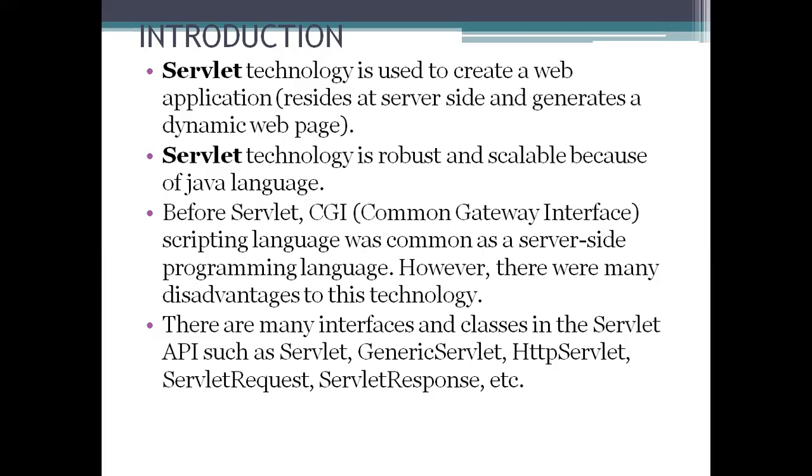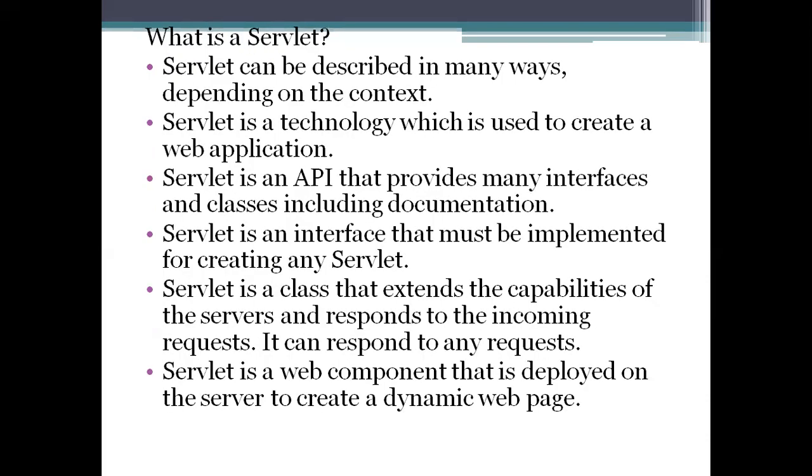Robust means strong. Before servlets, we had a concept known as CGI, Common Gateway Interface, which was common as a server-side programming language. But there were some disadvantages in CGI, so to overcome these disadvantages, we came to servlets. That I will discuss later. And there are many interfaces and classes in the servlet API, such as Servlet, GenericServlet, HttpServlet, ServletRequest, ServletResponse, etc.